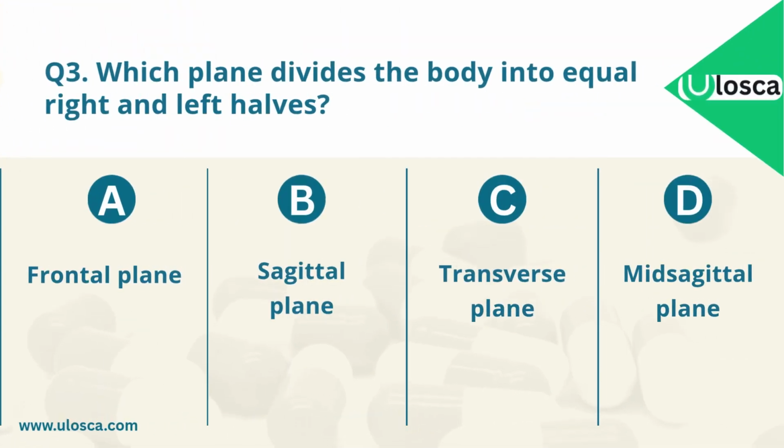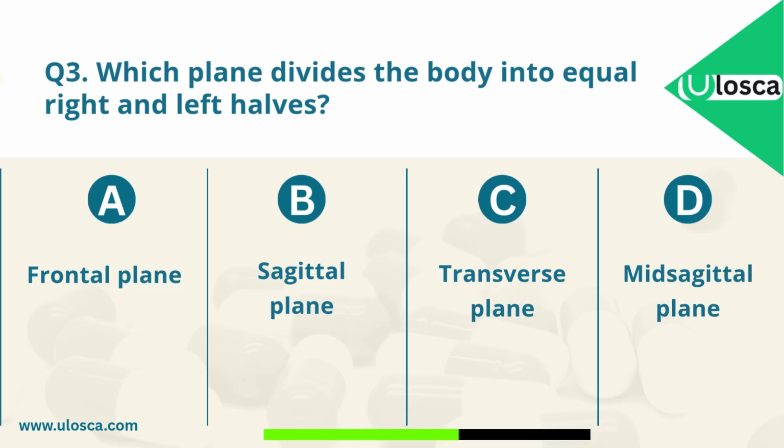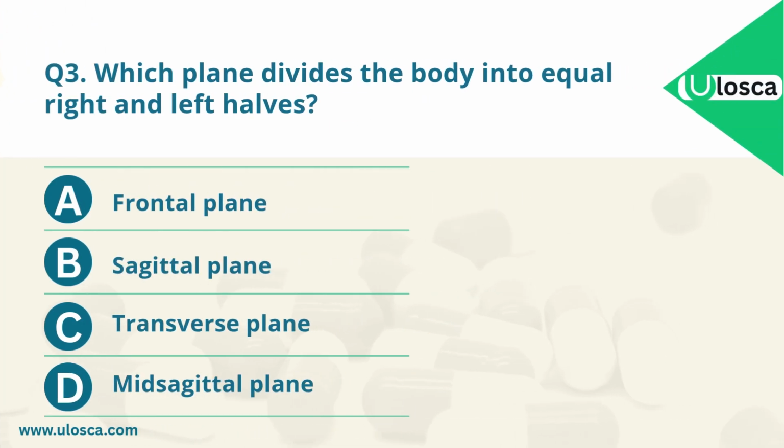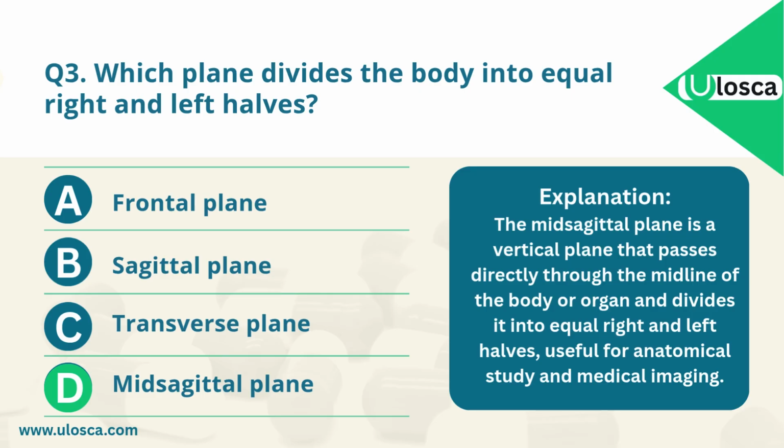Question 3. Which plane divides the body into equal right and left halves? A. Frontal plane. B. Sagittal plane. C. Transverse plane. D. Mid-sagittal plane. Which one is the correct answer? The correct answer is D. Mid-sagittal plane. Explanation. The mid-sagittal plane is a vertical plane that passes directly through the midline of the body or organ and divides it into equal right and left halves, useful for anatomical study and medical imaging.